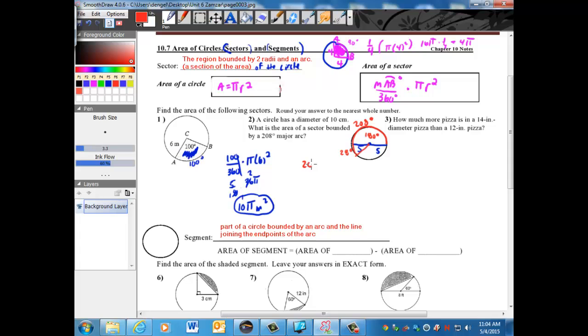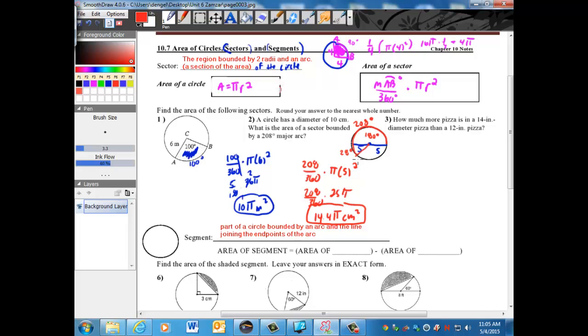So just like the last problem, we're going to take 208 over 360. We're going to multiply that by pi r squared, so 208 over 360 times 25 pi. When we reduce that, we end up getting 14.4 pi and then centimeters squared.